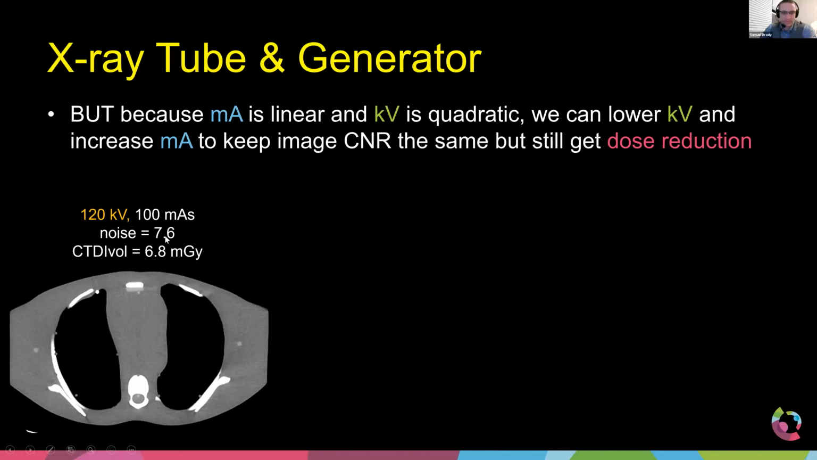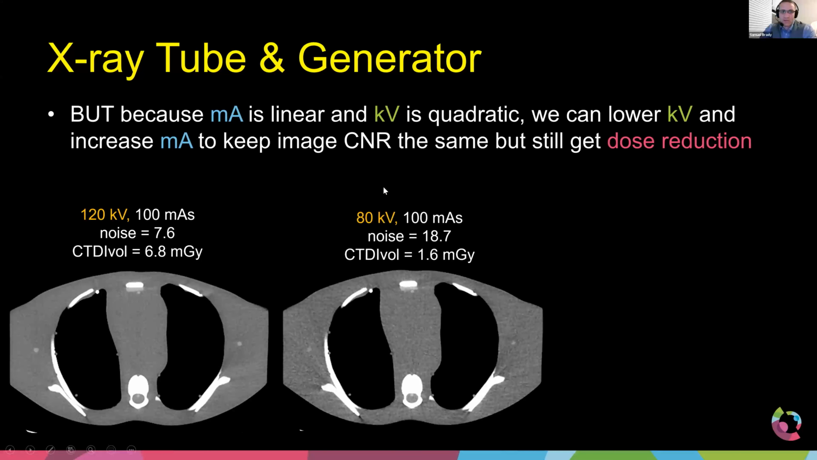It's just an example. The radiation dose, the volume CTDI value, in this example, when I scanned this phantom, was 6.8. Now, I want to make that same change. I want to reduce from 120 to 80 kV. If I hold my mA output the same, well, yeah, look, the image is less appealing. It's noisier. My noise content went up.